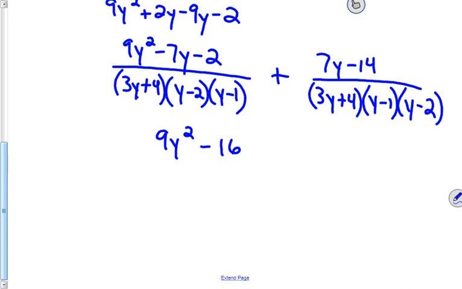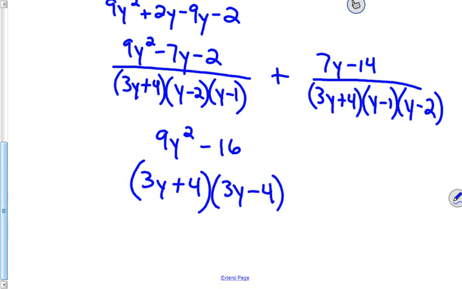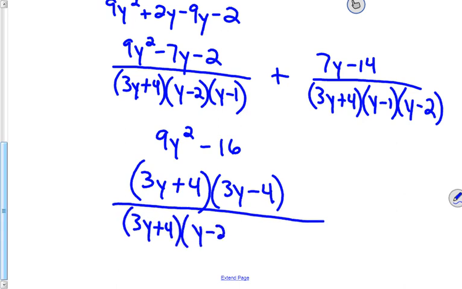Well, right away I recognize that as a difference of two squares. So I'm going to go ahead and actually factor it right now. 3y plus 4, 3y minus 4. And I like that because I know that my common denominator has a 3y plus 4 in it. 3y plus 4 times y minus 2 times y minus 1.